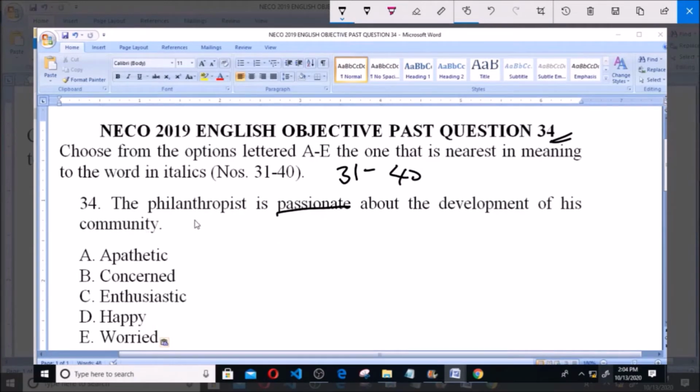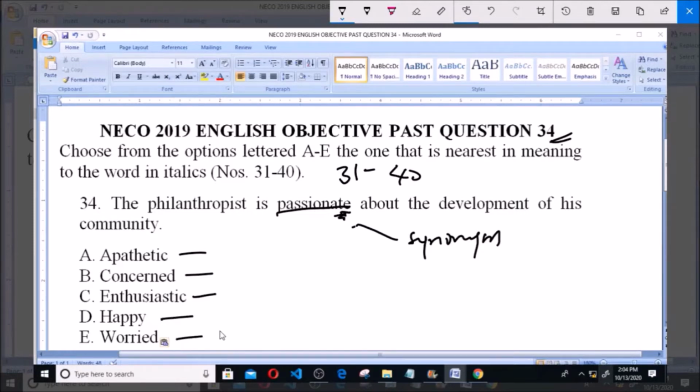The philanthropist is passionate about the development of his community. So we are looking for the synonym of this word, passionate. Option A says apathetic, B says concerned, C says enthusiastic, D says happy, E says worried.